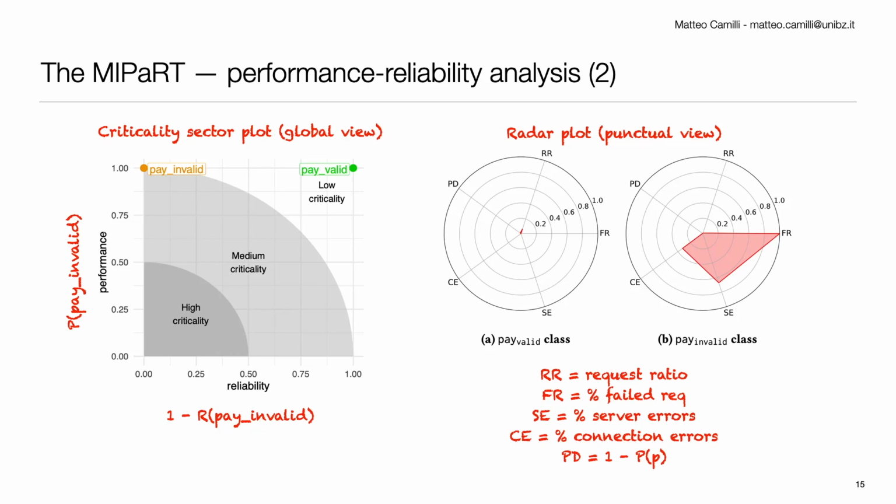On the right side instead, we can see the radar plots that provide finer information of a given class. So for instance, for the pay valid class, we can see a very low request ratio and no particular issues. For the pay invalid class, we can see instead, again, a very low request ratio, no performance degradation, but 100% of the requests fail. More than 60% of them are server errors, and almost 40% of them are connection errors.